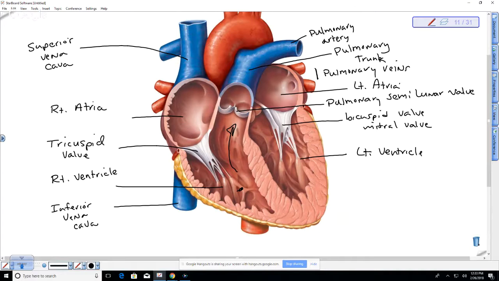So then the blood goes into the left ventricle. And it's kind of difficult to see, but this is another semilunar valve. And this is called the aortic semilunar valve. Okay. So that is going to connect with this structure right here, which is called the aortic arch.